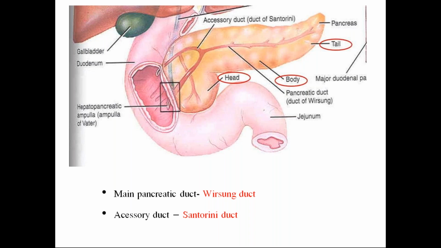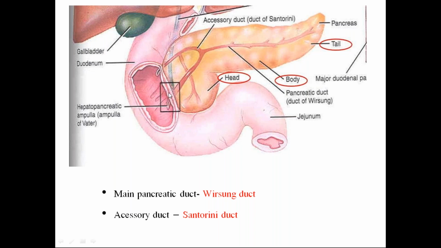The ventral duct, the distal part together with the duct of the dorsal bud, form the duct of Wirsung. In roughly 20% of cases, the proximal part of the dorsal duct may remain separate and drain into the minor papilla. This is called the accessory duct of Santorini, seen in roughly 20% of cases. The main duct is the duct of Wirsung. So the accessory duct drains into the minor papilla, and the main duct drains into the major papilla.